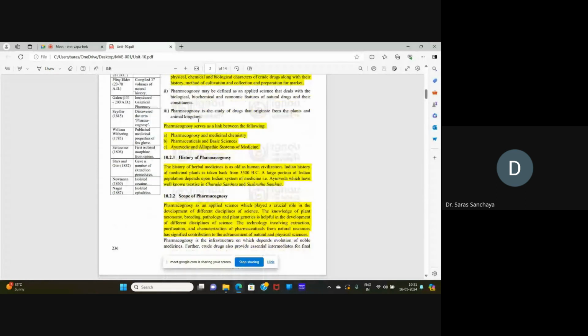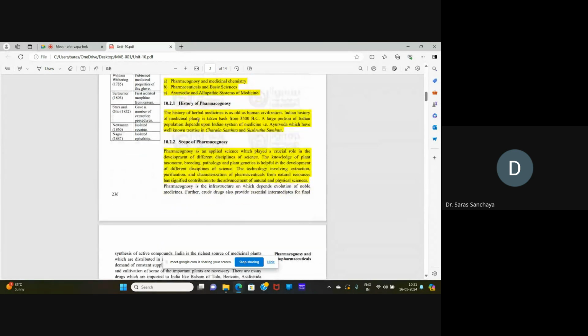History of pharmacognosy. The history of herbal medicines is as old as human civilization. Indian history of medicinal plants is taken back from 3500 BC. A large portion of Indian population depends upon the Indian system of medicine, Ayurveda, which has well-known treatises in Charak Samhita and Sushruta Samhita. Then, scope of pharmacognosy.